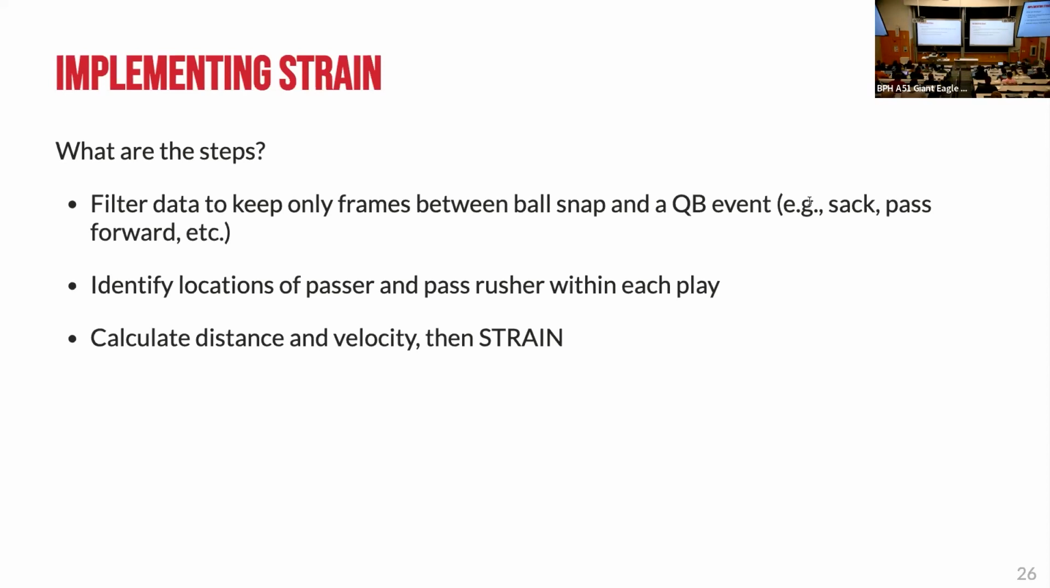We can then identify the locations of the passer, the QB, and also all the players that were labeled as pass rusher by PFF within the play. And then, once we have all this information, we can calculate the distance and velocity quantities I mentioned earlier, and then just let velocity over distance and we get strain. So here are all the steps we need to implement the metric.